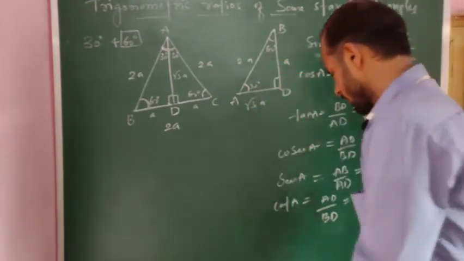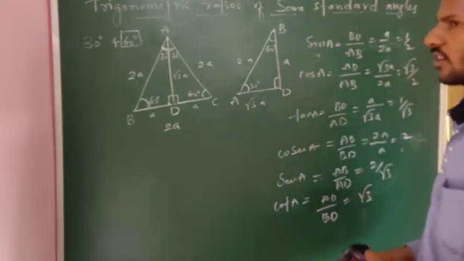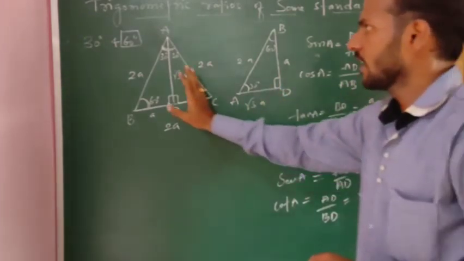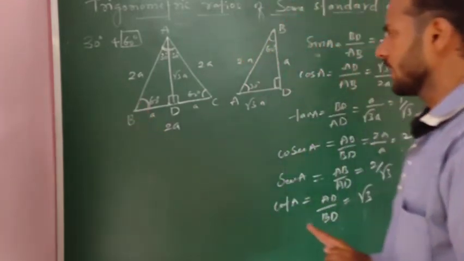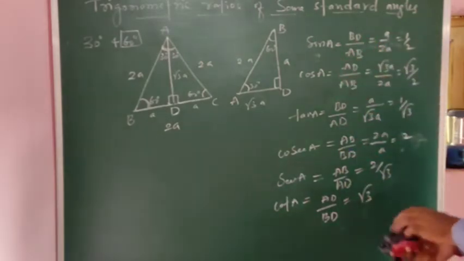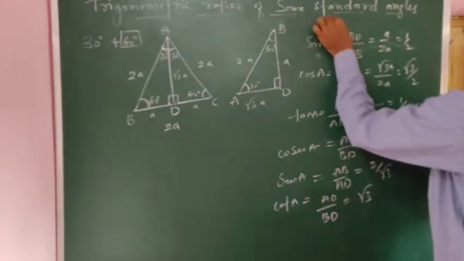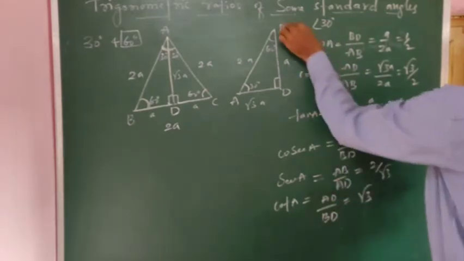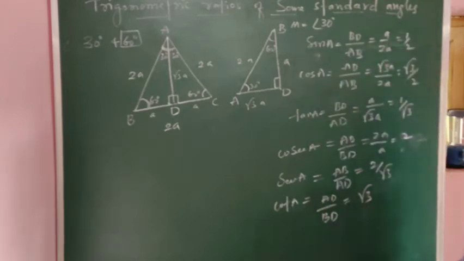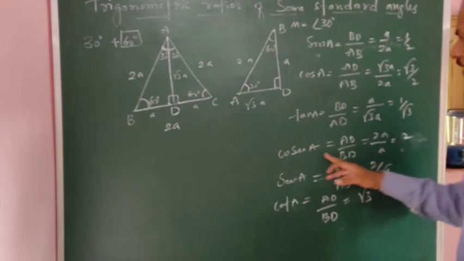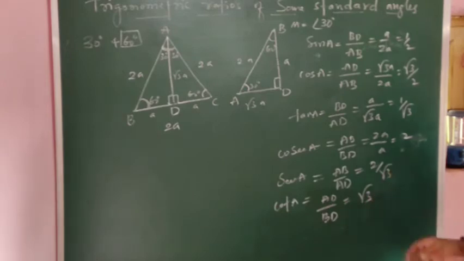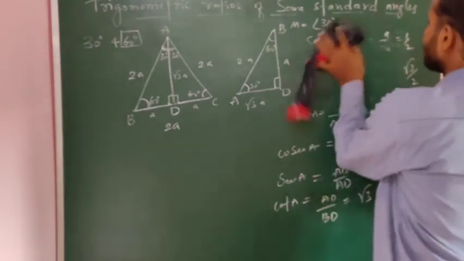Now if we want to find angle 60 degree, what are the ratios of angle 60 degree? Similarly, if we take this portion separately, we have to find angle 60 degree again, right? Angle A equals 30 degree. Sin 30 degree is 1 by 2. Cos 30 degree is root 3 by 2. Tan 30 degree is 1 by root 3. Cosec 30 degree is 2. Sec 30 is 2 by root 3. Cot 30 is root 3 only. Right? Next we find 60 degree.